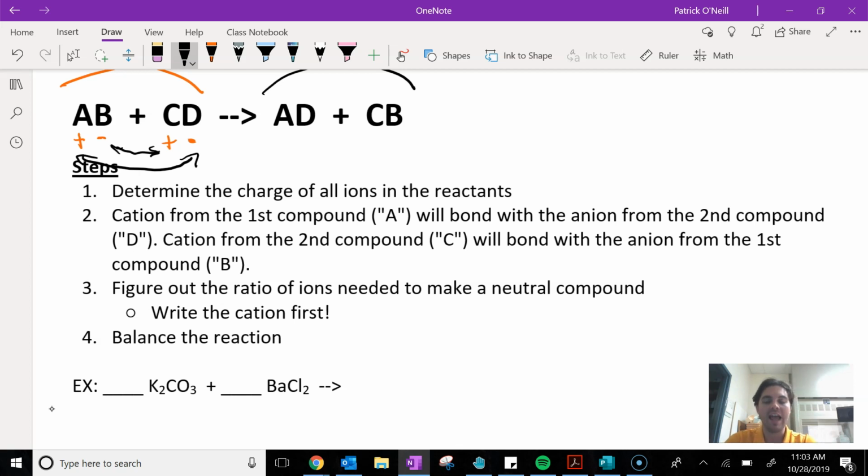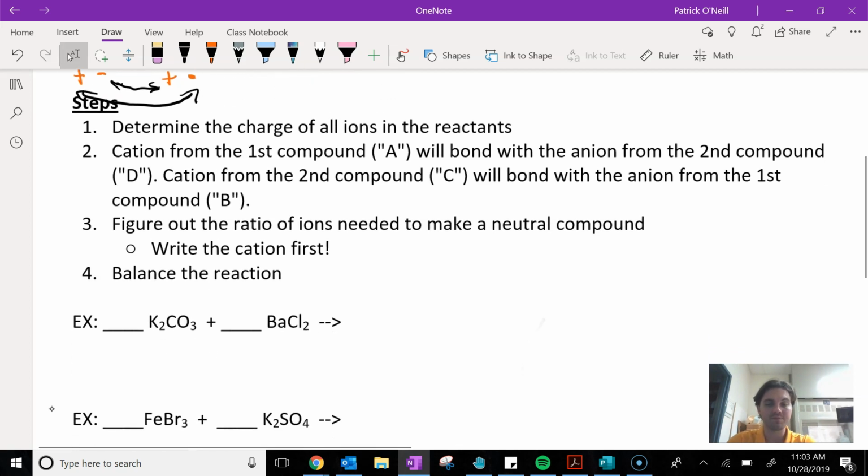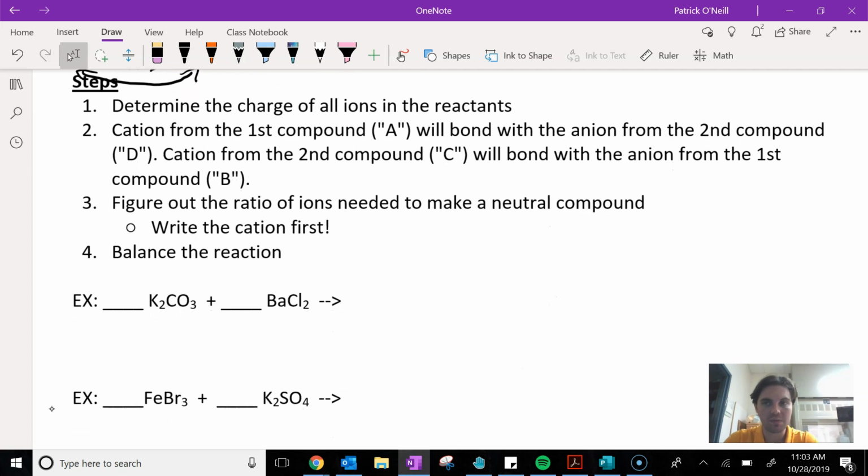After you figure that out, you need to figure out the ratio of ions needed to make a neutral compound, the same thing we've been doing throughout this unit. We always write the cation first, and then lastly, we balance the reaction. So let's go through a couple examples.